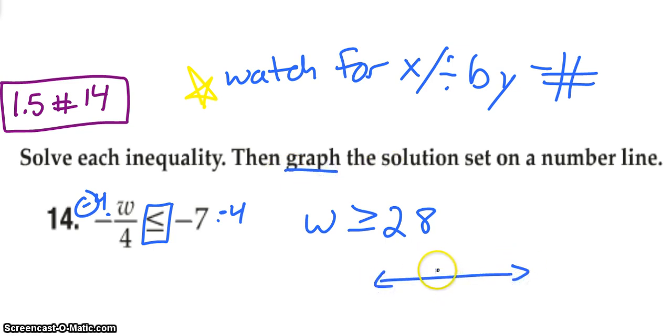So just a simple little graph. Closed circle because we are or equal to. And since we are greater than, and there we are.